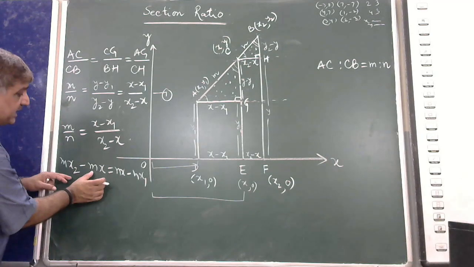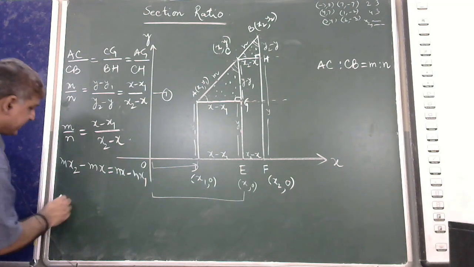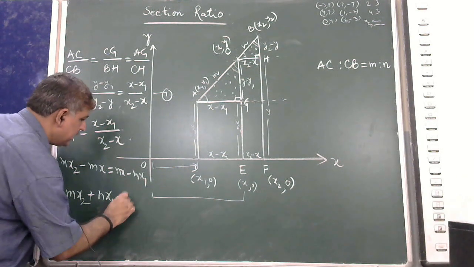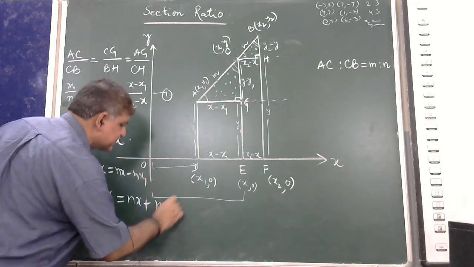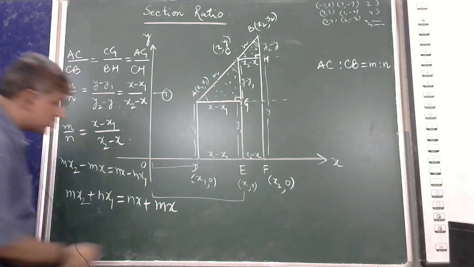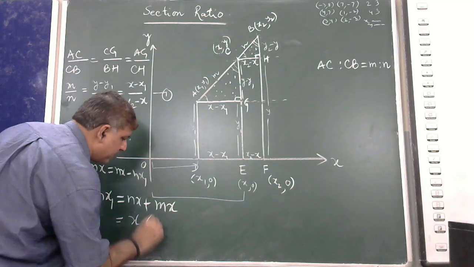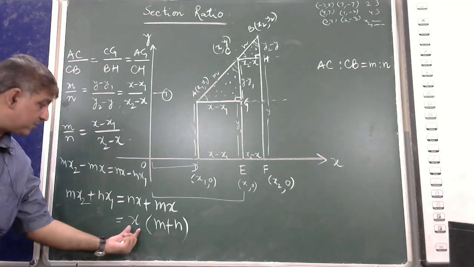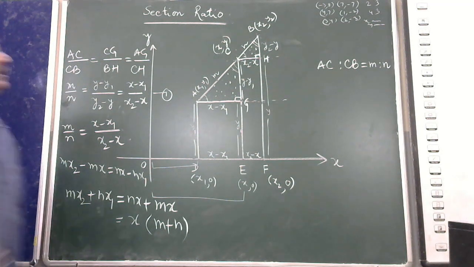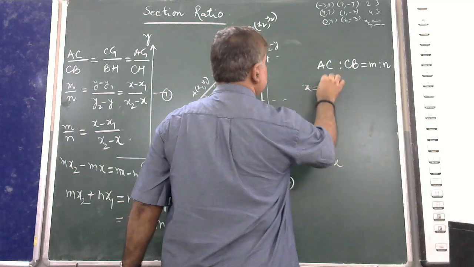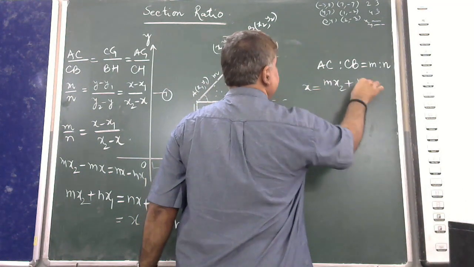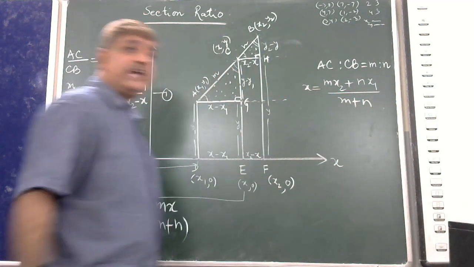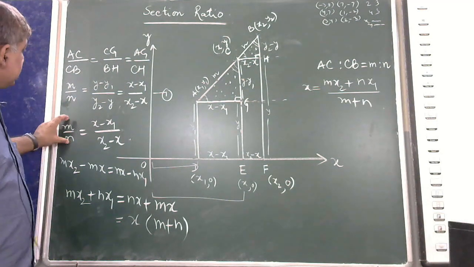Now, take the term containing x to one side and the rest to another side. mx2 plus nx1 is equal to nx plus mx. Now you can take x common here. After taking x common, in the bracket you will get m plus n. So what should be the value of x? From here, x is equal to, take this to the denominator, mx2 plus nx1 divided by m plus n. This will be the value of x from first and last.